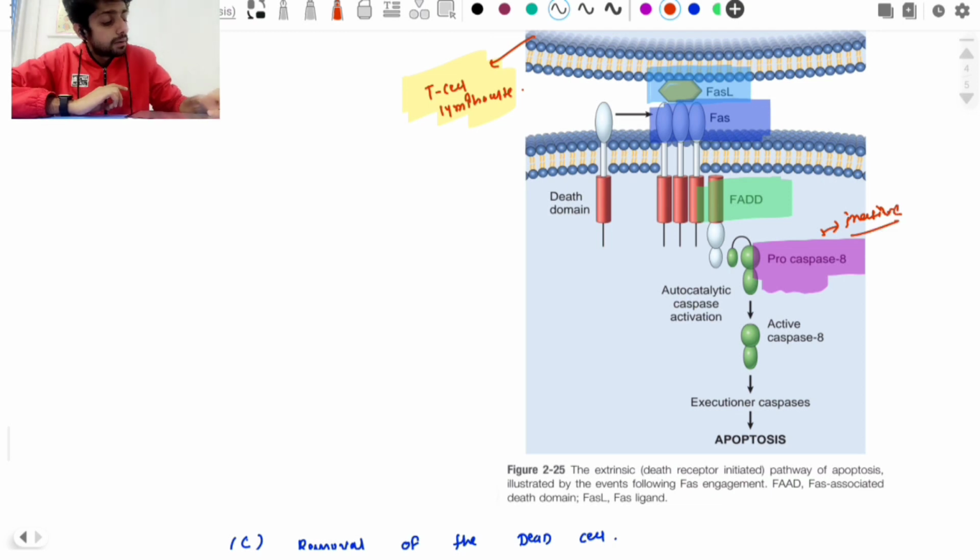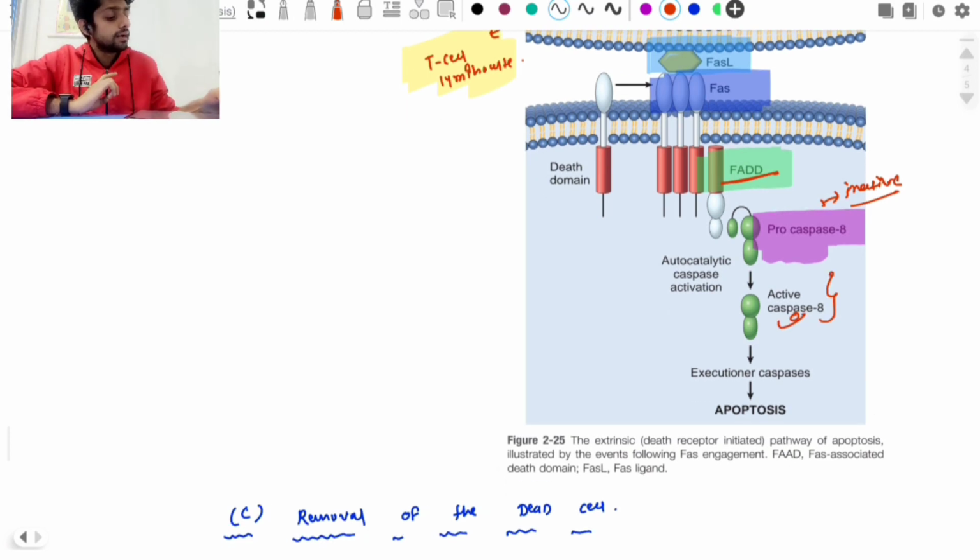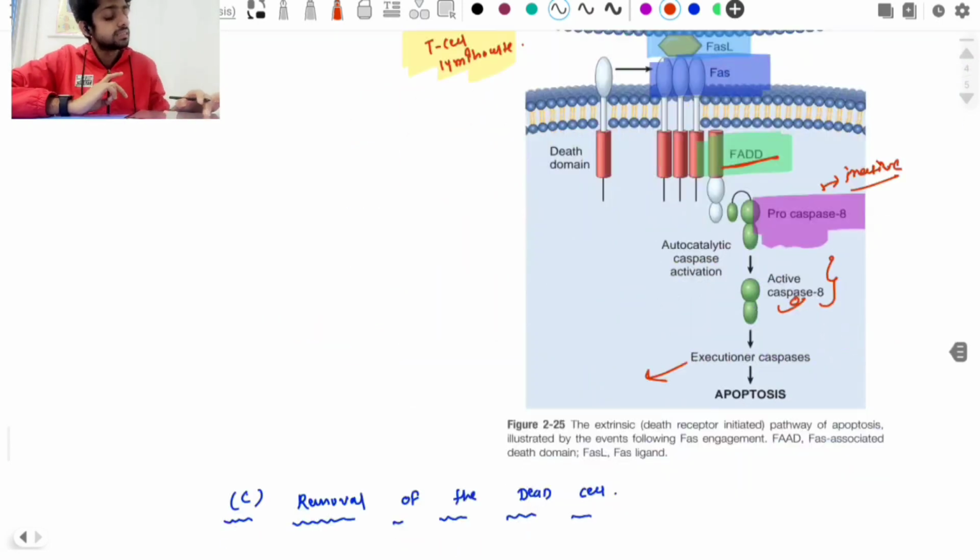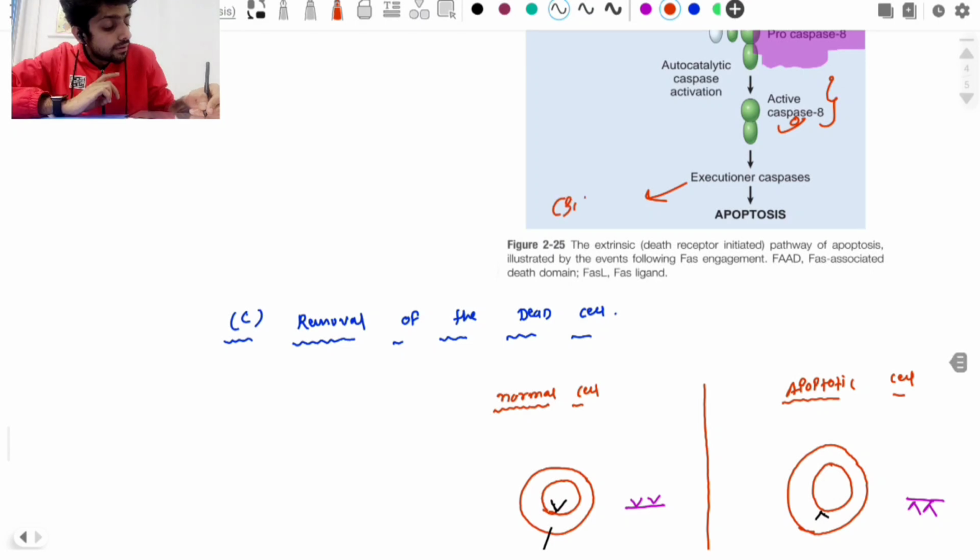But when this complex is formed, what complex? The Fas-associated death domain complex is formed, which can lead to the activation of caspase 8. Now this caspase 8 goes and activates what? The executioner caspases. What are our executioner caspases? 3, 6 and 7, and that can lead to apoptosis.